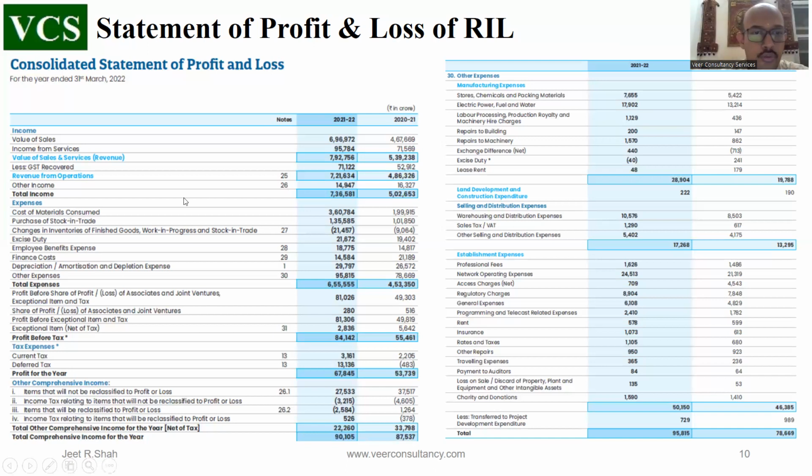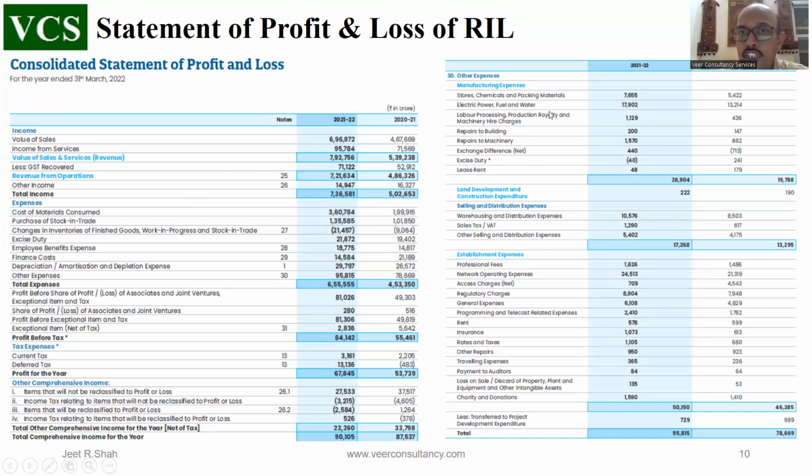Now, the very important part is the other expenses, which is 95,815 crores. The other expenses are also subdivided as manufacturing expenses, land development and construction expenses. Then we have selling and distribution expenses, and we have establishment expenses, or office and admin expenses over here. We have manufacturing expenses over here, and we have selling and distribution expenses over here.